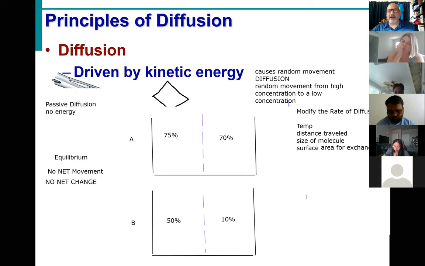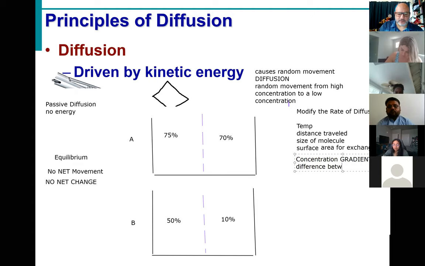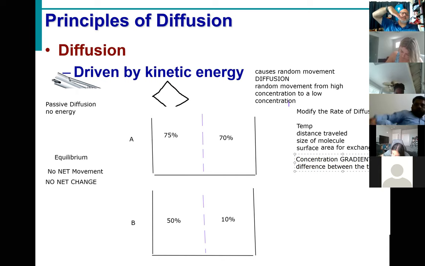Because when we talk about it, it's not the absolute concentration, it's the concentration gradient. By that I mean the difference between the two. The steeper the slope, the faster the movement of our solute.